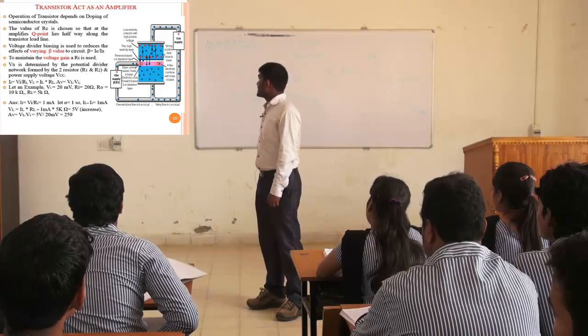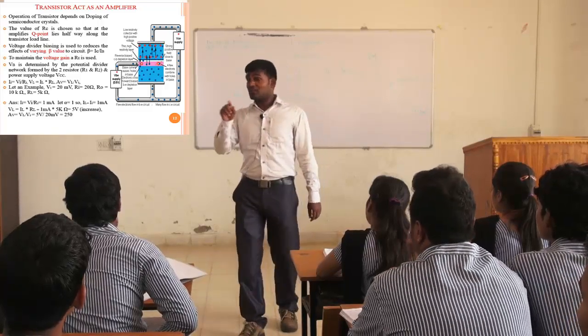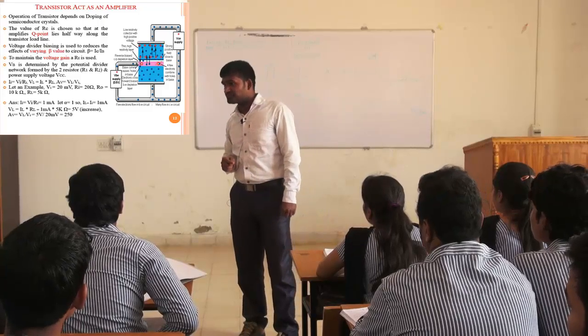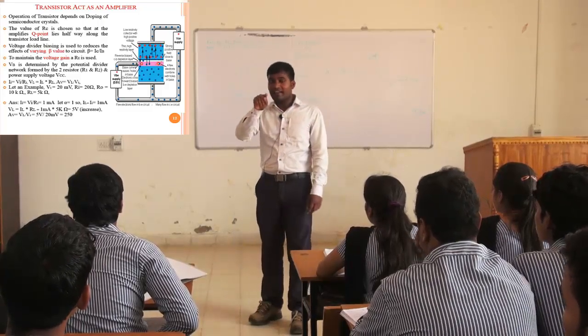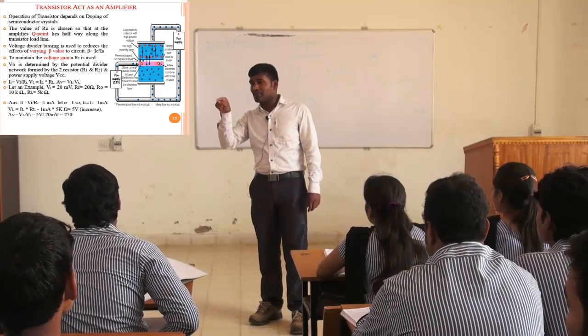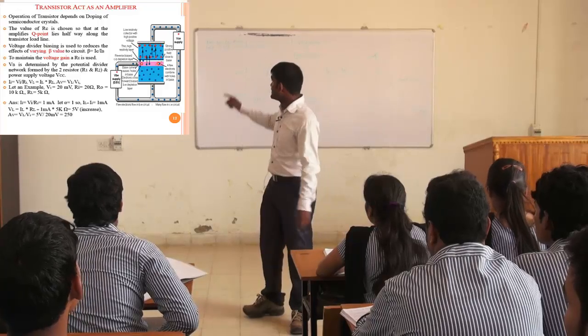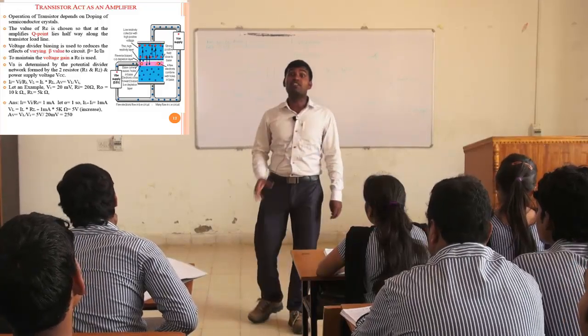Next, voltage gain. Another thing, one RE is there, the emitter resistance. If you connect another capacitor across the RE, that capacitor is known as bypass capacitor. That RE helps the voltage gain.